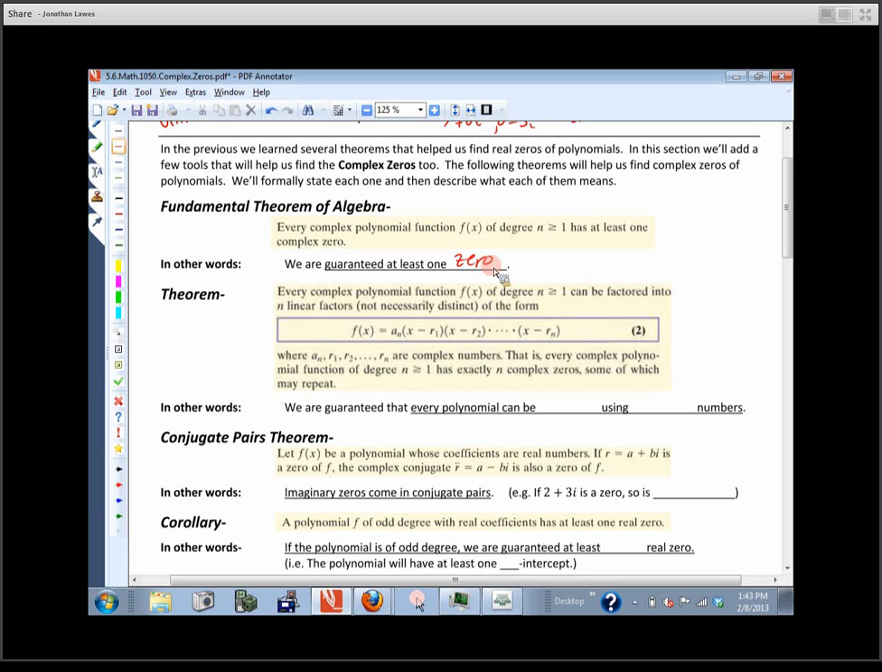Okay? So what we can do is take that polynomial and break it up into a bunch of linear factors. And it says all of these, r1, r2, all of those, the r's stand for root. Those are all complex numbers. Basically what that means is we're guaranteed that every polynomial can be factored using complex numbers.